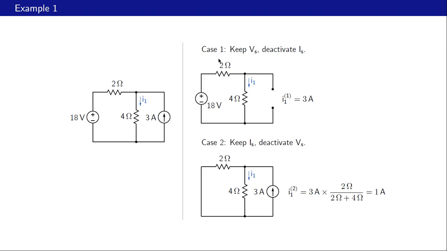And now as a final step, we simply add these two quantities, I1 in case 1 and I1 in case 2, to obtain the net value of I1. And that turns out to be 3 plus 1, or 4 amperes.